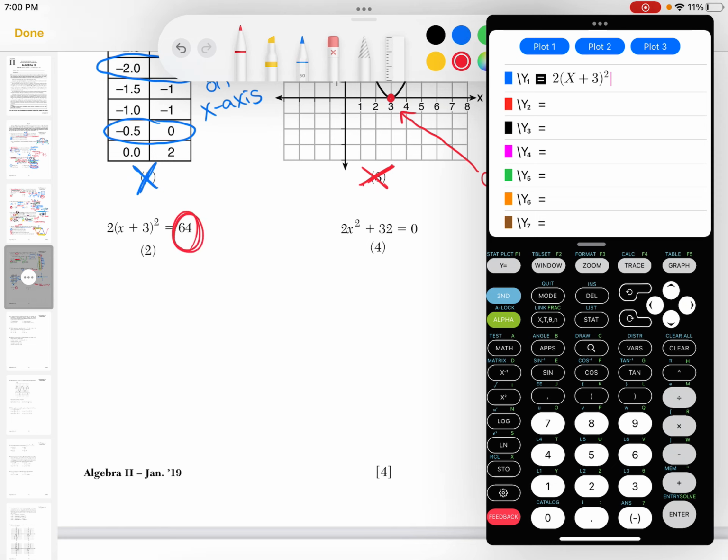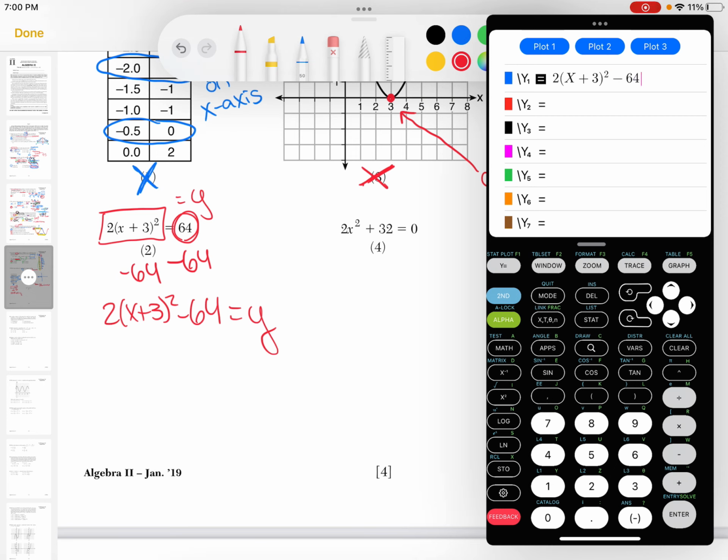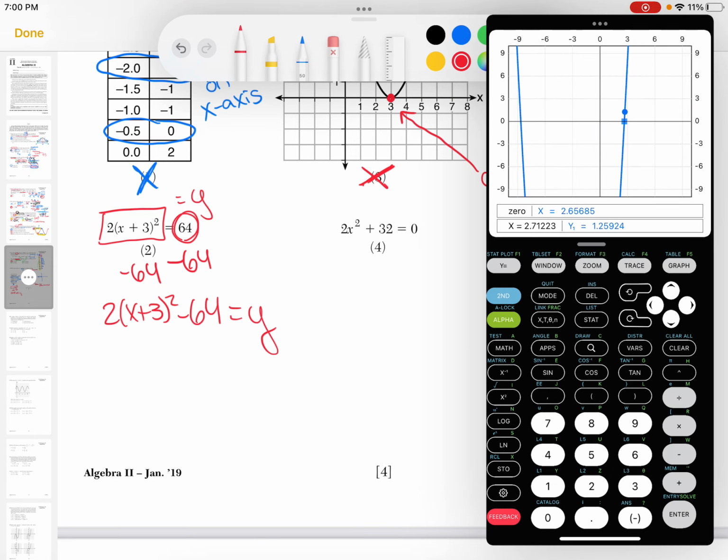So plugging this one in your calculator is a little bit trickier because of this number right here. I already plugged in this side, but I need to plug this in as well. I need it to be like a y equals, which means no other numbers can be over there. So I need to subtract that 64 over, so I get 2 times x plus 3 squared minus 64, and that's going to be equal to technically 0, but since I'm graphing it, I'm going to make it equal to y, so I need to type in that minus 64. So then I hit graph.